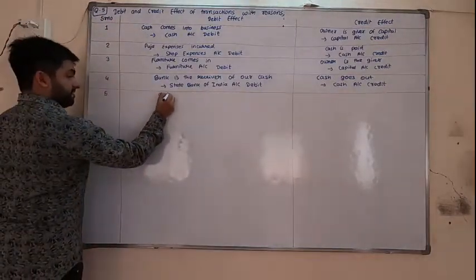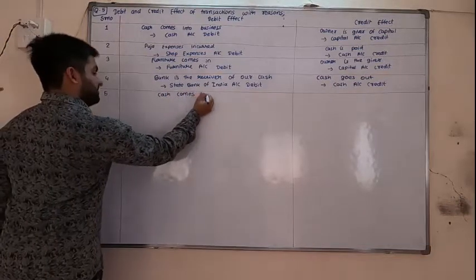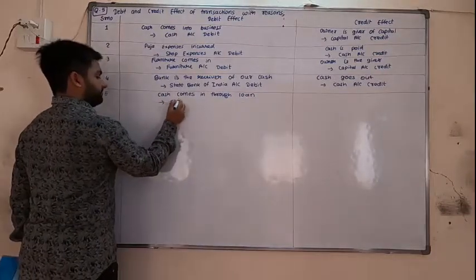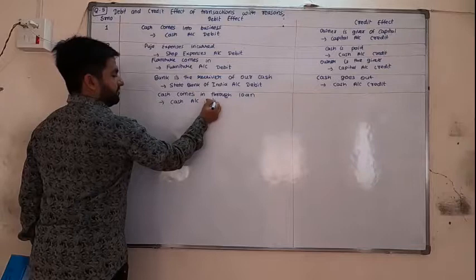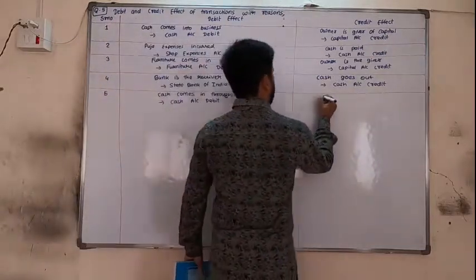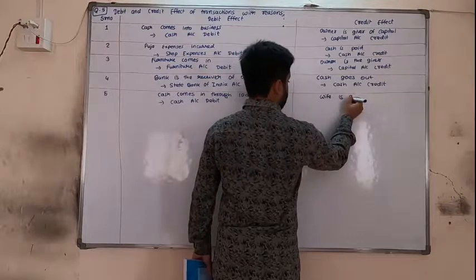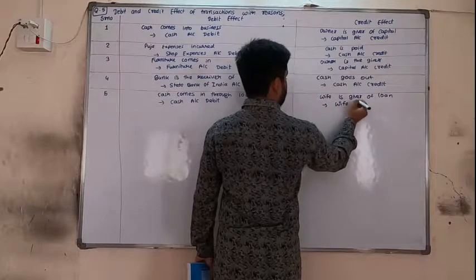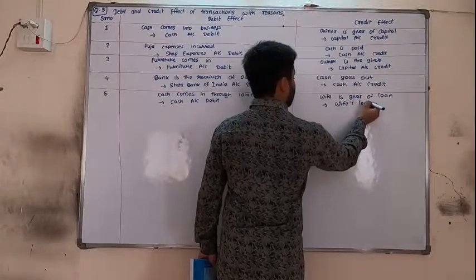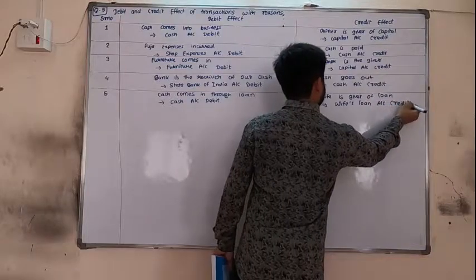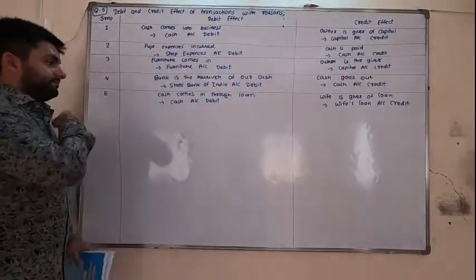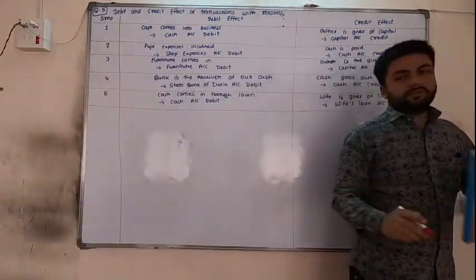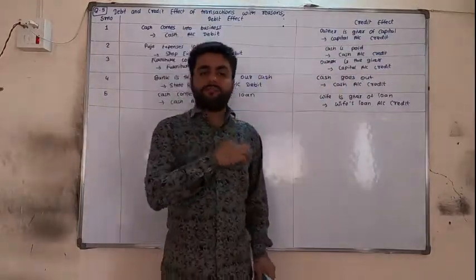Number 5. Cash comes in through loan. Cash account debit. Wife is giver of loan. Don't write only wife. Instead write wife's loan account credit. Okay. Wife is the giver of the loan, so wife's loan.